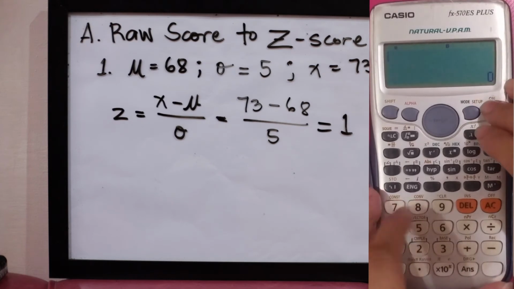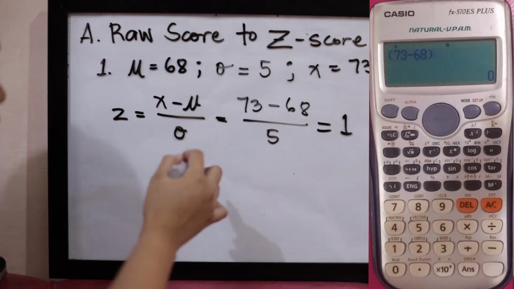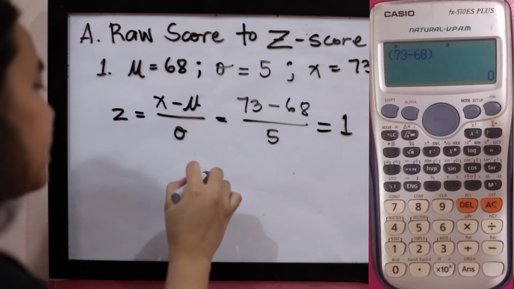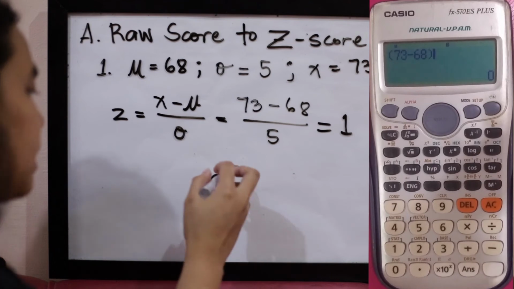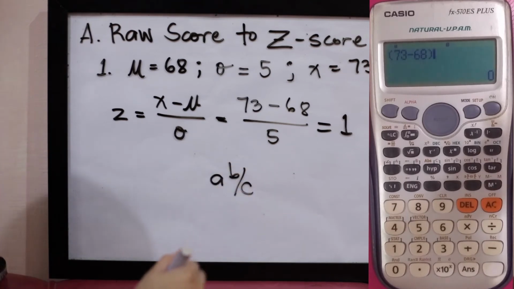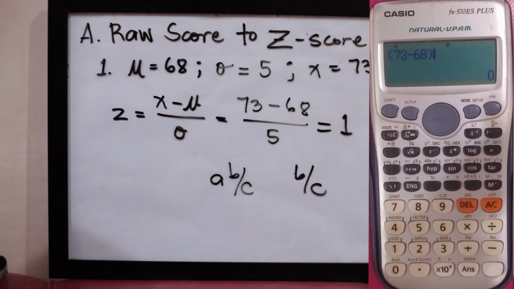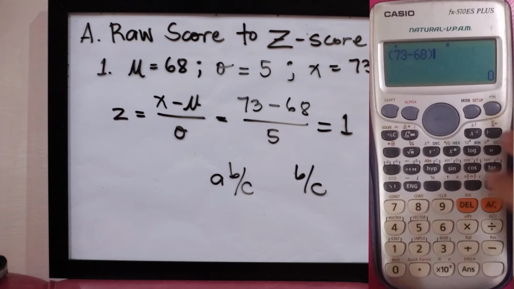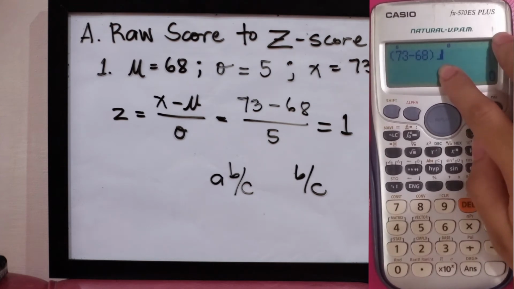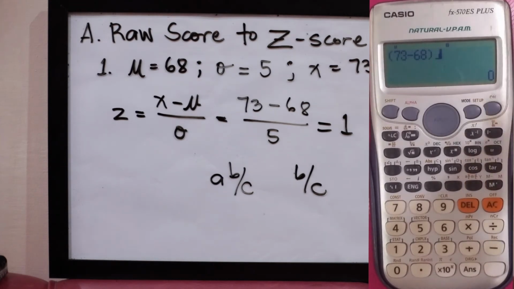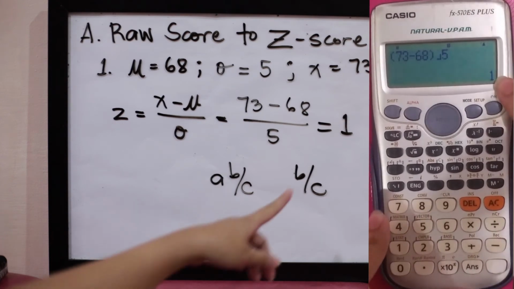You enclose 73 minus 68 first, and then you press the key with this kind of function, the a b/c key. In some other calculators it is the b/c key. Then you press that one, and a symbol like this appears. This symbol signifies the fraction bar in a two-liner calculator. And then you just press 5, then the equal sign, and you'll have the same answer as this one.